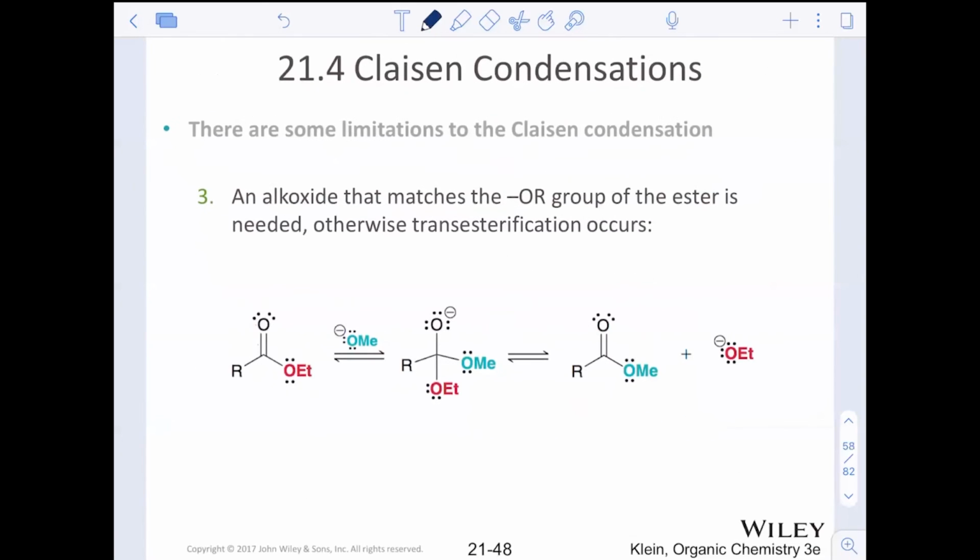Last limitation here is looking at that alkoxide that matches. Otherwise, transesterification could happen too. So it's not only just using an alkoxide that's important, it's using an alkoxide that matches. We don't want this reaction to occur where we have competition for our enolate formation with transesterification. We just don't want that. Why would we want to compete? So if you have OEt as your ester, use OEt minus as the base. Very, very simple. Match it up.